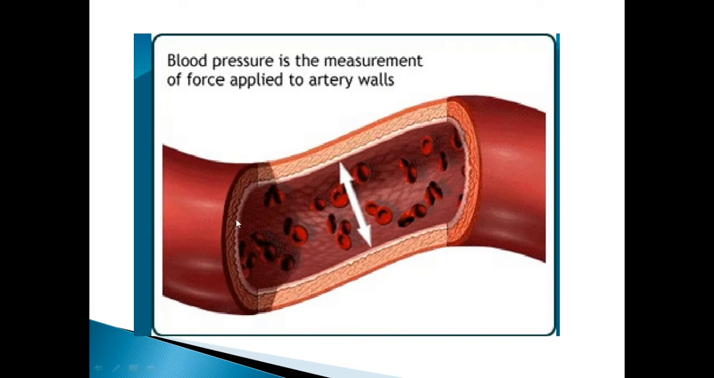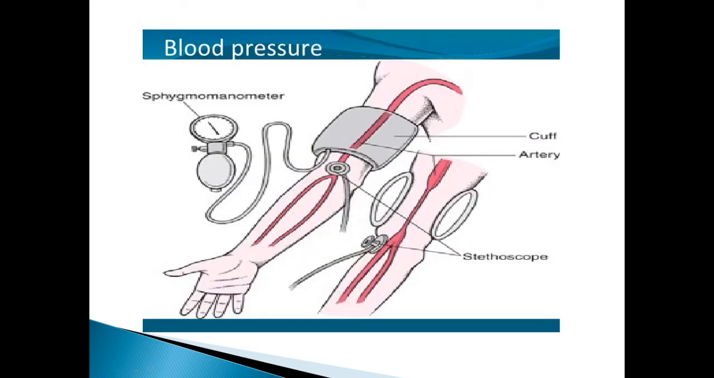Now, blood pressure is the measurement of force applied to artery walls. How much pressure is it applying on the walls of the artery? That is blood pressure. Blood pressure is measured with the instrument sphygmomanometer.